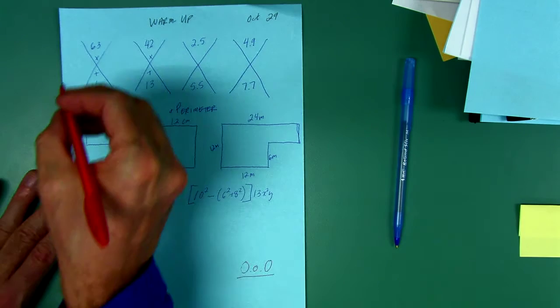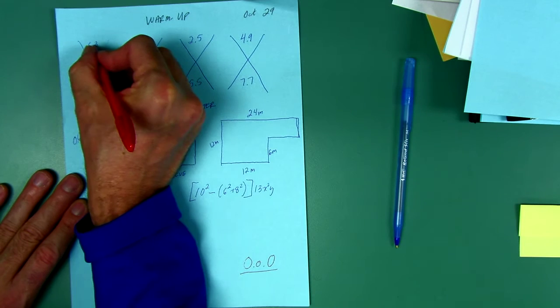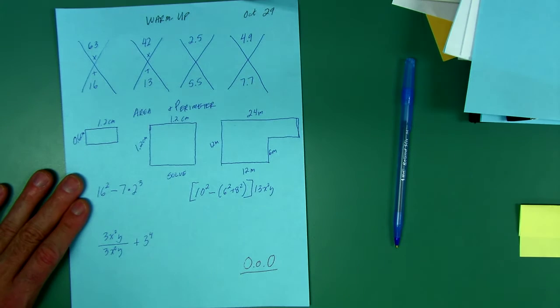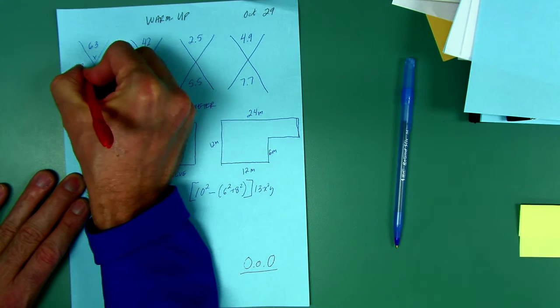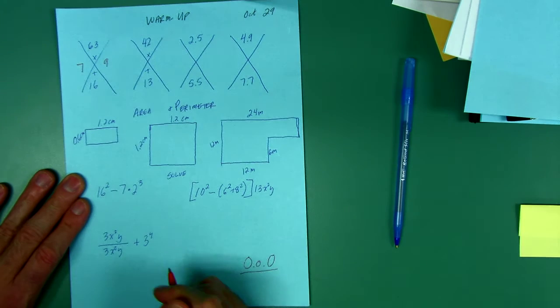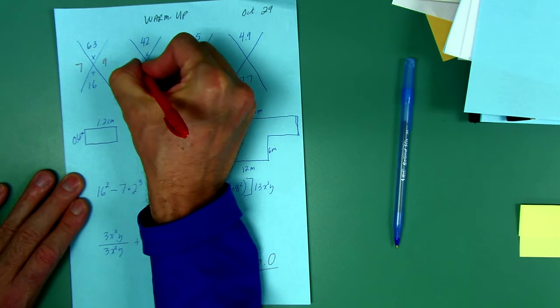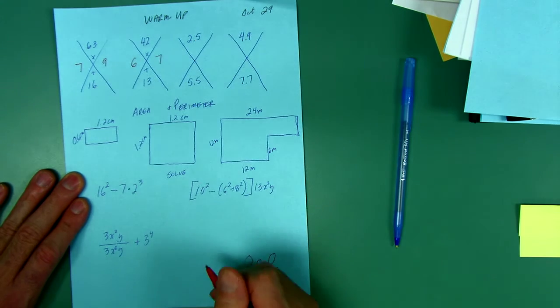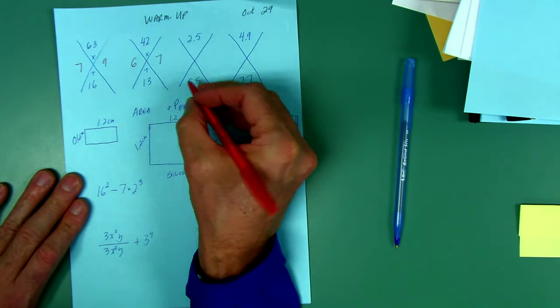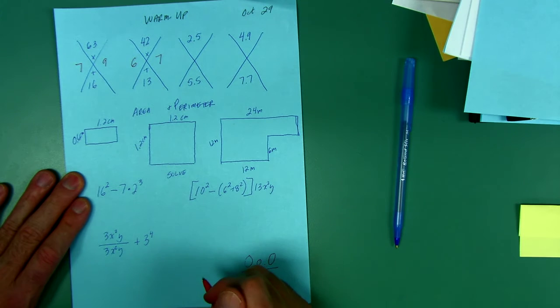all that, right? Okay, what two numbers have a product of 63 and a sum of 16? 7 and 9. And how about a product of 42 and a sum of 13? 6 times 7 or 6 plus 7, right? How about 2 and 5 tenths and 5 and 5 tenths?